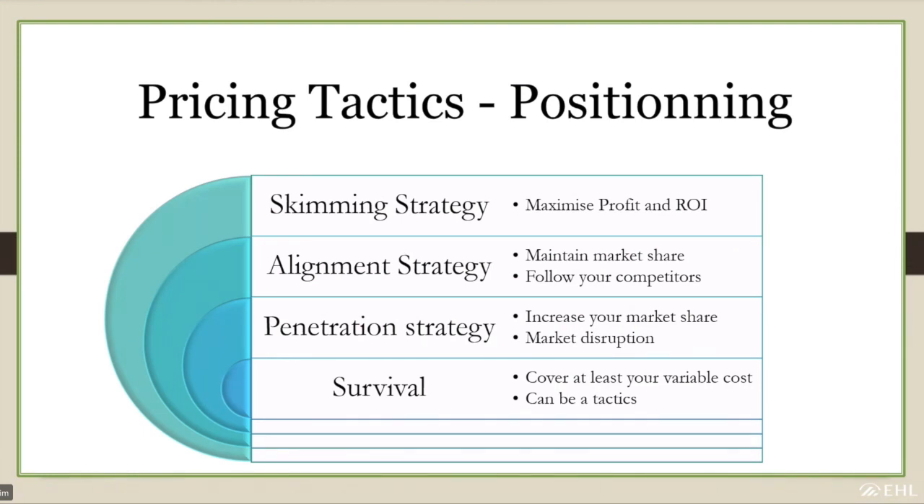And then survival, to cover your variable cost, and this can also be a tactic. A survival strategy for certain products obviously doesn't work in the long term, but if you're introducing a new product and fading out another one, this can be a strategy, with a lot of discounts. A lot of shops do that in the new year. A lot of skiing gear, for example, you can get very cheap now because it's almost after season. So this can also be a strategy depending on how you price it.